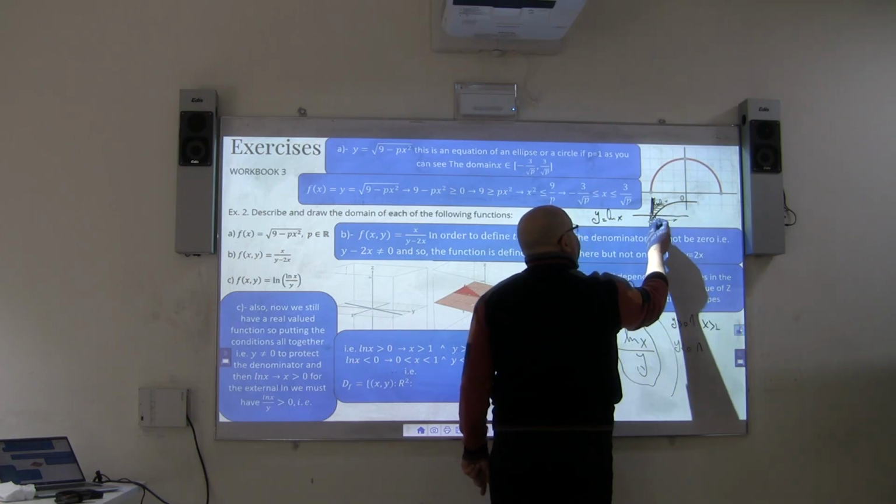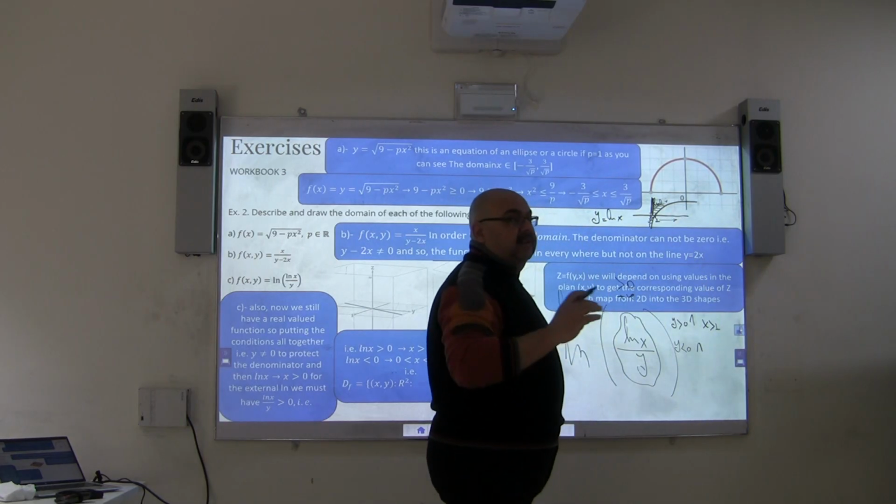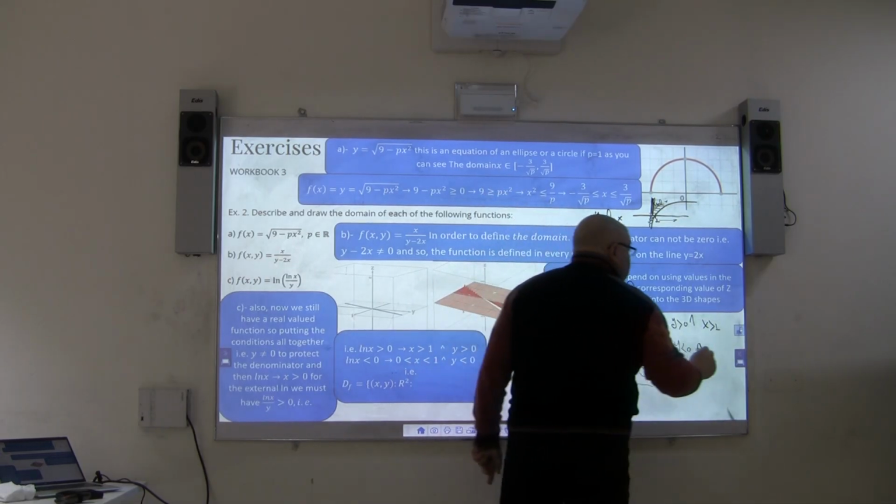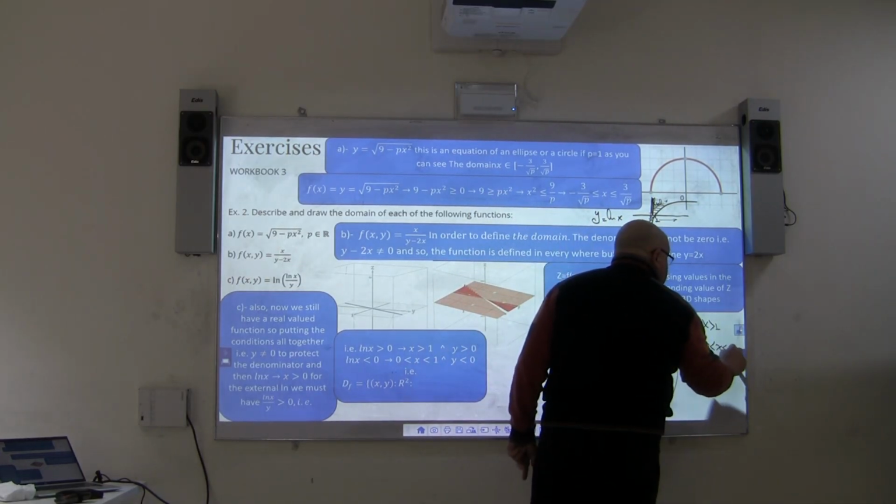The value of the ln function should be negative. The negative will happen when x is greater than 0 and less than 1.